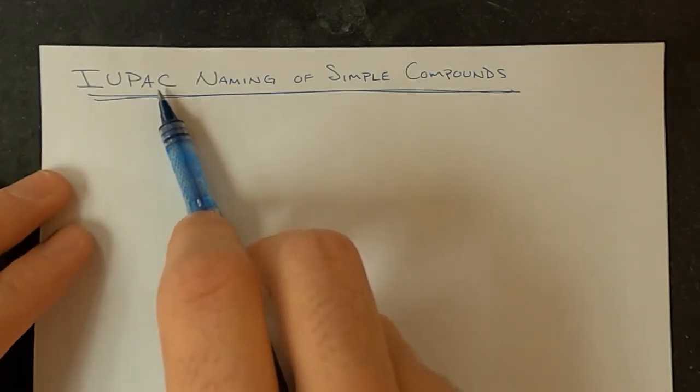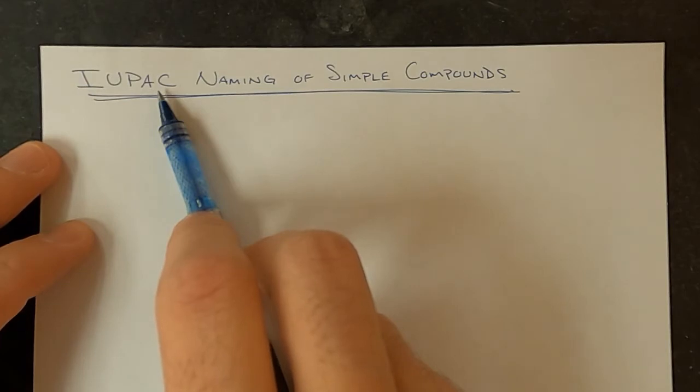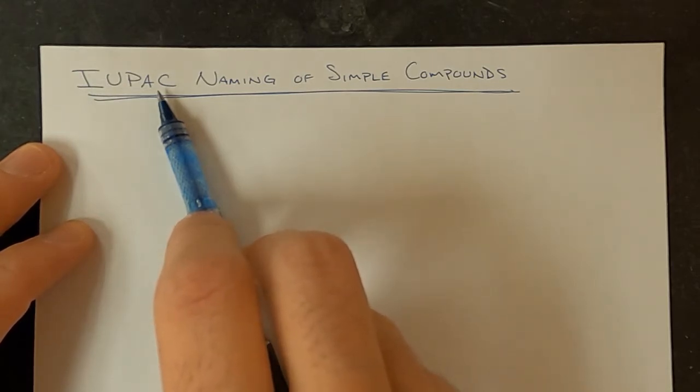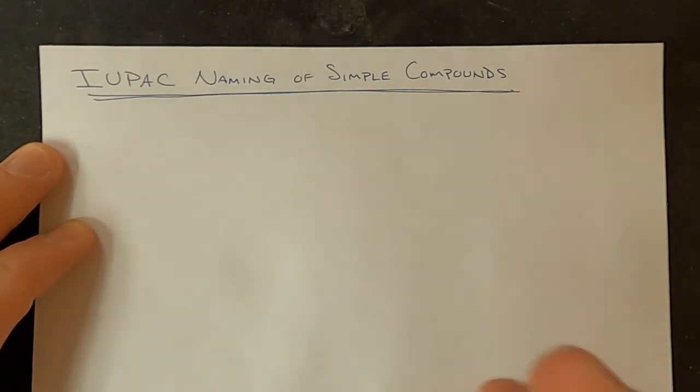We're going to start off with naming for the simplest things, which would be binary covalent compounds or binary molecules. So they do not have a charge overall. They are held together with covalent bonds. They're made of only non-metal elements, and there are only two elements. That's what binary means.